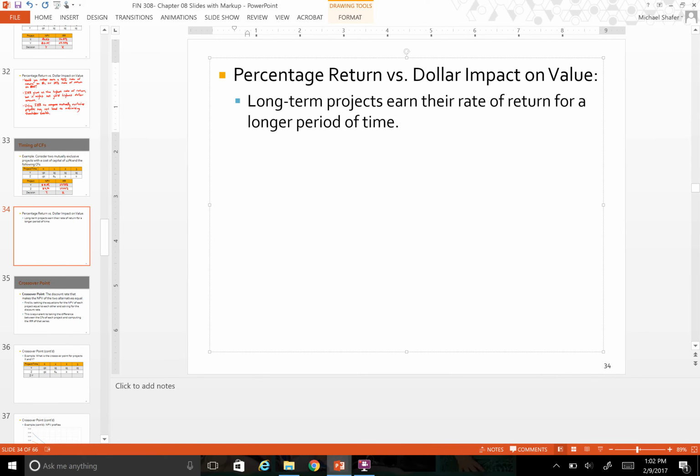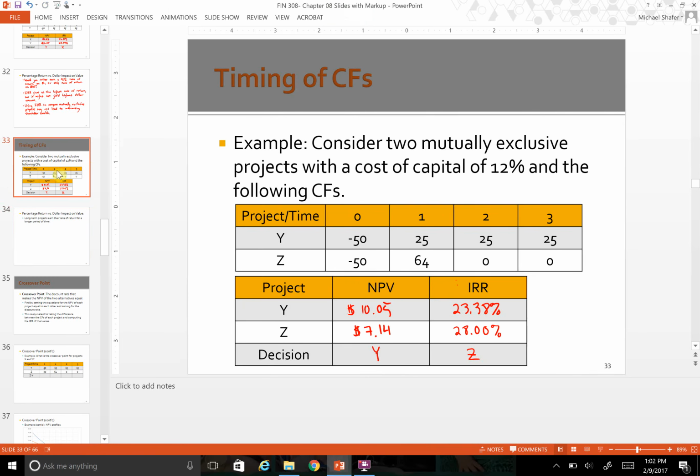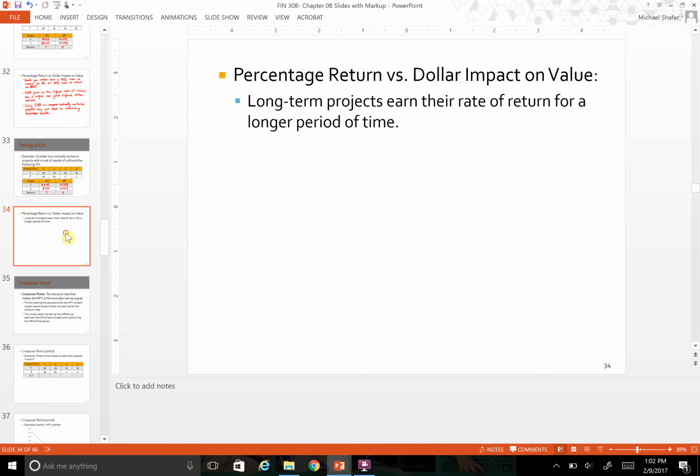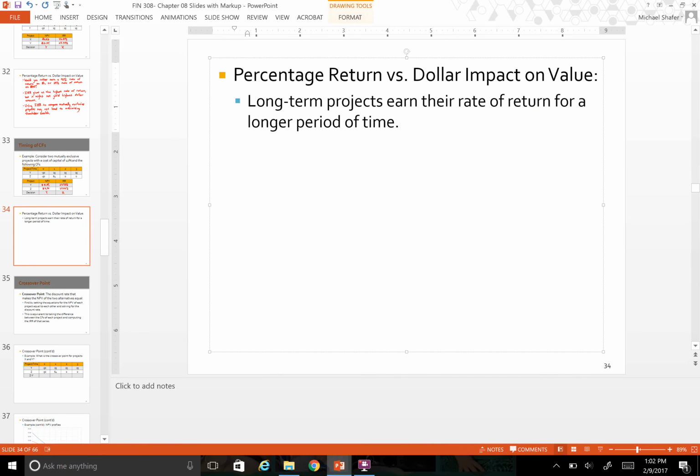So while the rate of return for project Z from the previous slide is higher, it only earns that rate of return for 1 year. Whereas when we look at project Y, it earns a smaller rate of return, but that rate of return lasts for a longer period of time. So even though it has a lower rate of return, it puts more cash back into the firm because of how long it lasts. So, because long-term projects earn the rate of return for a longer period of time, they might have lower rates of return and still have higher NPVs.